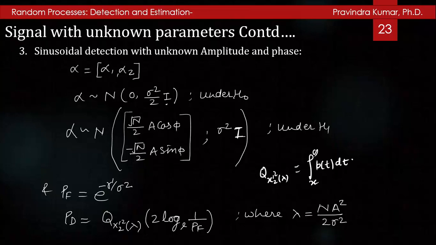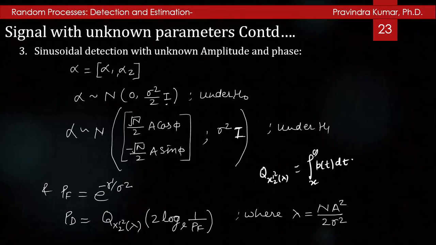It is also possible to use a Bayesian approach to detect a sinusoid with unknown amplitude and phase. Here we have considered only the GLRT test. You can also use the Bayesian approach for the detection of this type of signal, where there are unknown amplitude and phase.